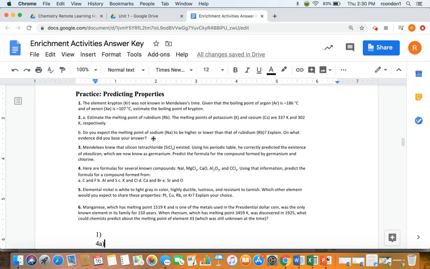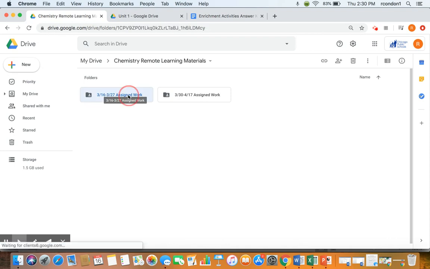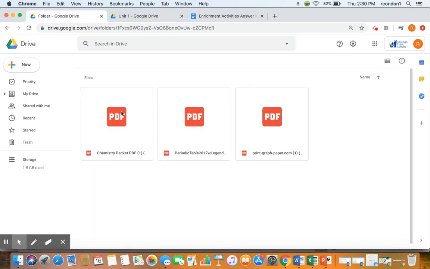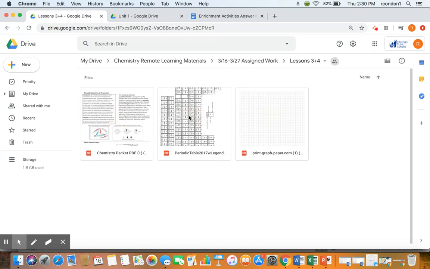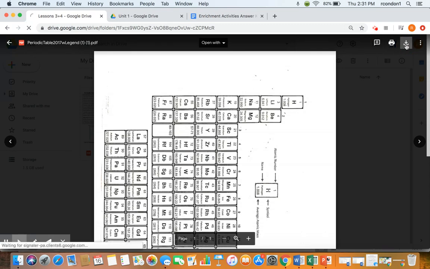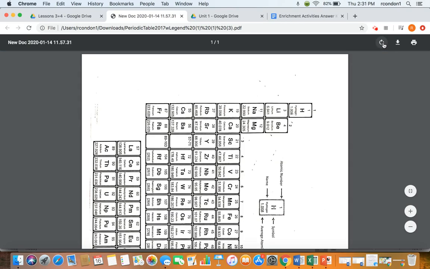So what I'm going to show you how to do today is get you started on these practice predicting properties problems that you find in the remote learning folder. So you're going to find that here. It's in this first folder, and then it is lessons 3 and 4. We're working in this document, the chemistry packet, but we're also going to need our periodic table. So let me quickly download that and then turn it sideways so I can show you how to use your periodic table to answer these questions.